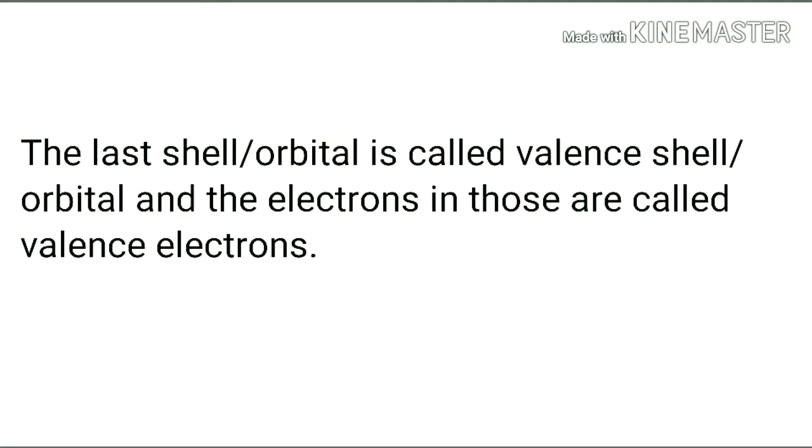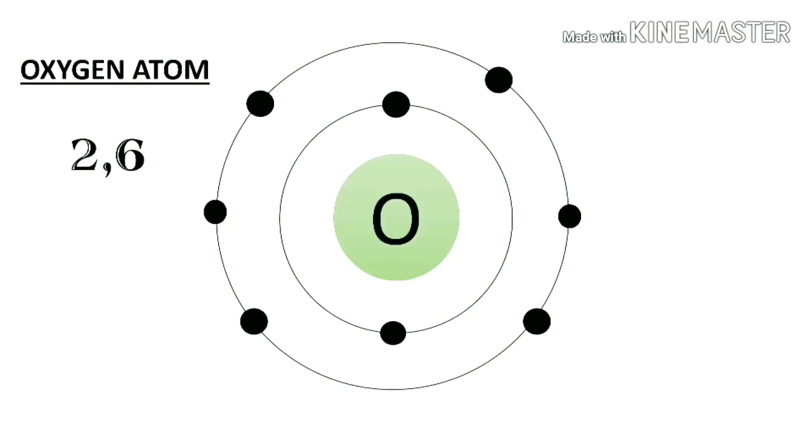It's simple that the last shell or the last orbital is called valence shell, and the electrons in those are called valence electrons. Back to the oxygen, the second shell of the oxygen atom is a valence shell, and 6 electrons in the second shell are called valence electrons. Now we know that the second shell can hold up to 8 electrons. Here now oxygen, we have only 6 electrons in the second shell, so we have 2 more places for the electrons to come in.